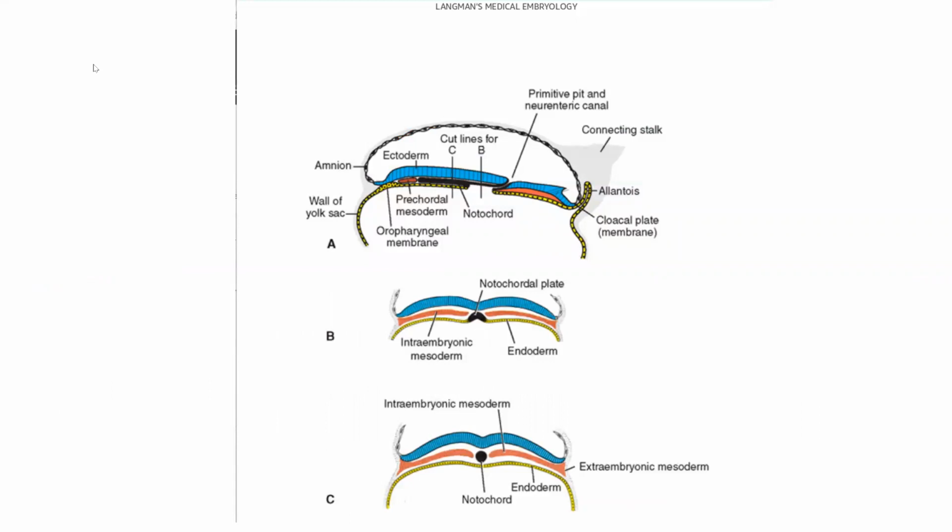So we have the primitive pit here. We have the precordial mesoderm and the oropharyngeal membrane. You can see the notochord extending here. So the notochord plate almost kind of folds in. As you can see here, you can see it beginning to fold in until it becomes its own entity.